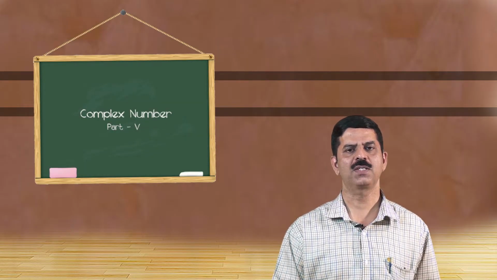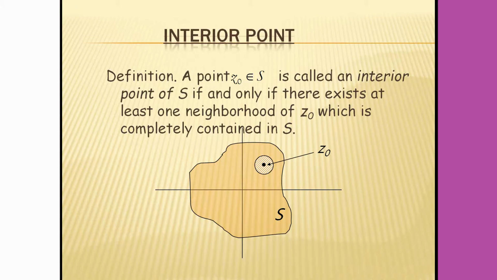Another definition is the interior of a point. What do we mean by the interior of a point in the set of complex numbers? A point Z0 belonging to S is called an interior point of S if and only if there exists at least one neighborhood of Z0 which is completely contained in S.